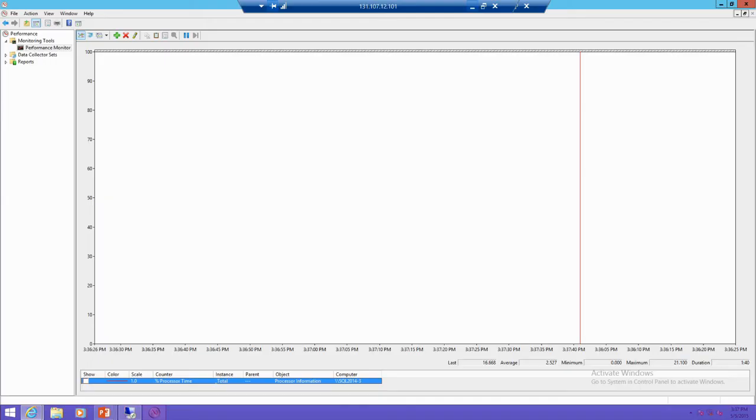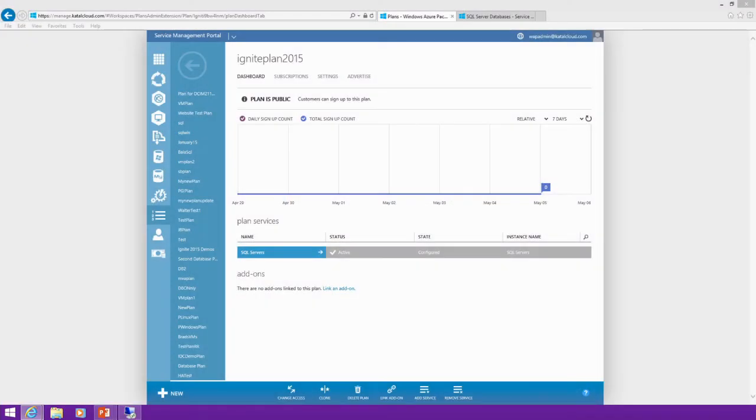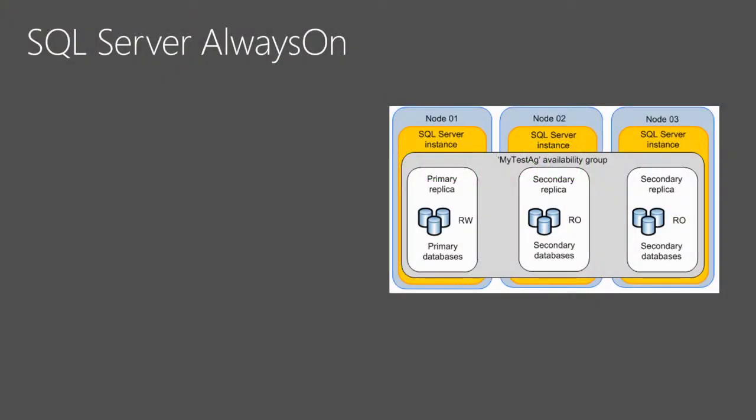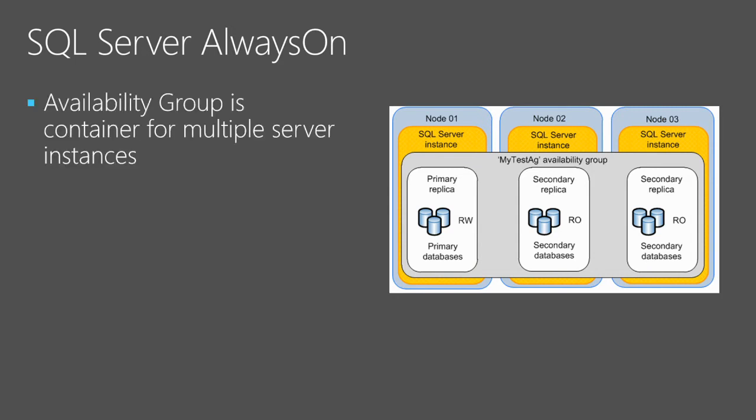So let's talk about some of the more advanced capabilities. There are a few features in SQL Server that are really interesting. They really can enhance your offering, and so we have them light up through Azure Pack as well. And the first one is SQL Server Always On. So Always On is a way to group servers such that you're not just relying on the database of one server, but you're actually having that database replicate across multiple servers.